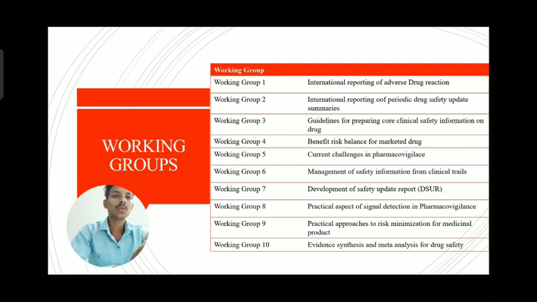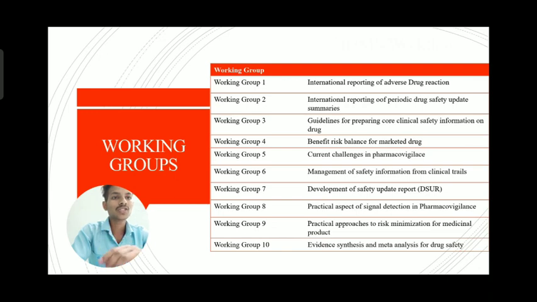Then the working groups of CIOMS. The first working group is on international reporting of adverse drug reactions. Second is international reporting of periodic drug safety update summaries. Third is guidelines for preparing core clinical safety information on drugs. Fourth is benefit-risk balance of marketed drugs.